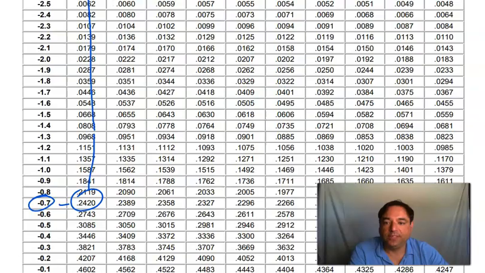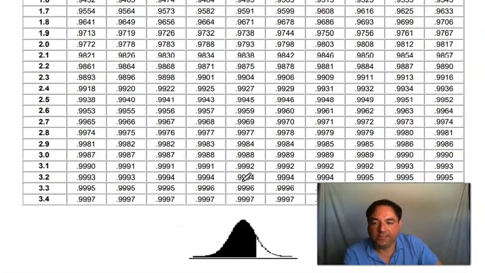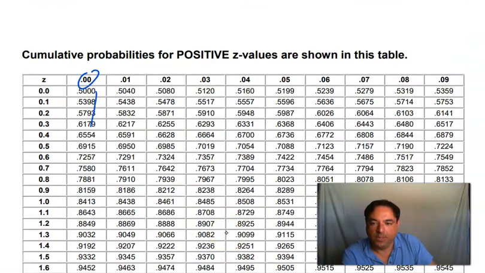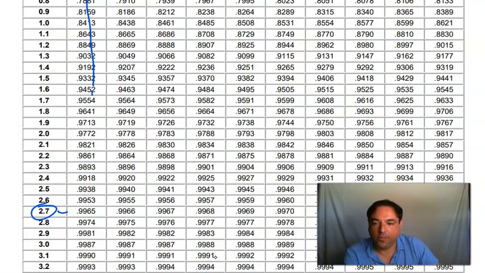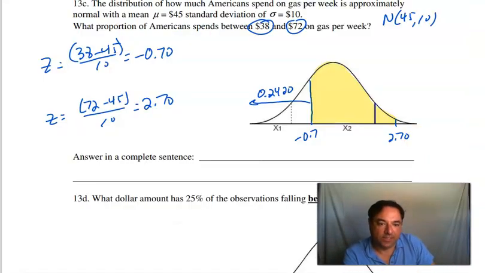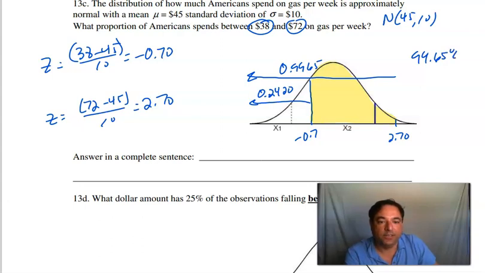Then we're going to look up 2.70, so we go to the positive table. We're going to look up 2.7 and then match up the 0. Positive 2.70 gives you 0.9965, and that's everything to the left of 2.70. Well, the 99.65% is shaded and not shaded, so that's too much.